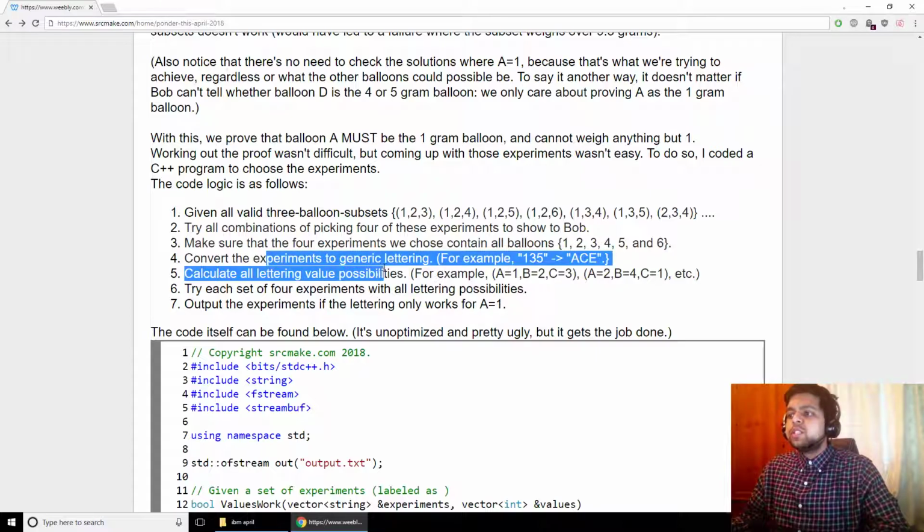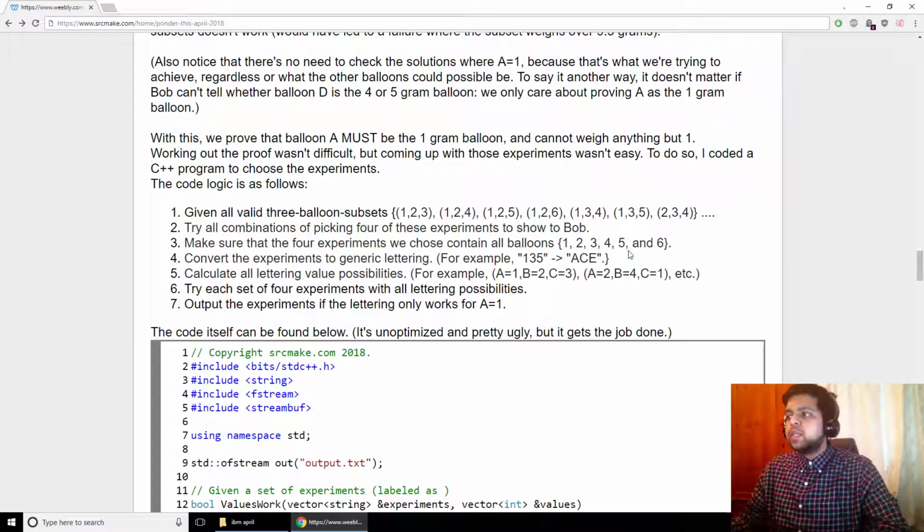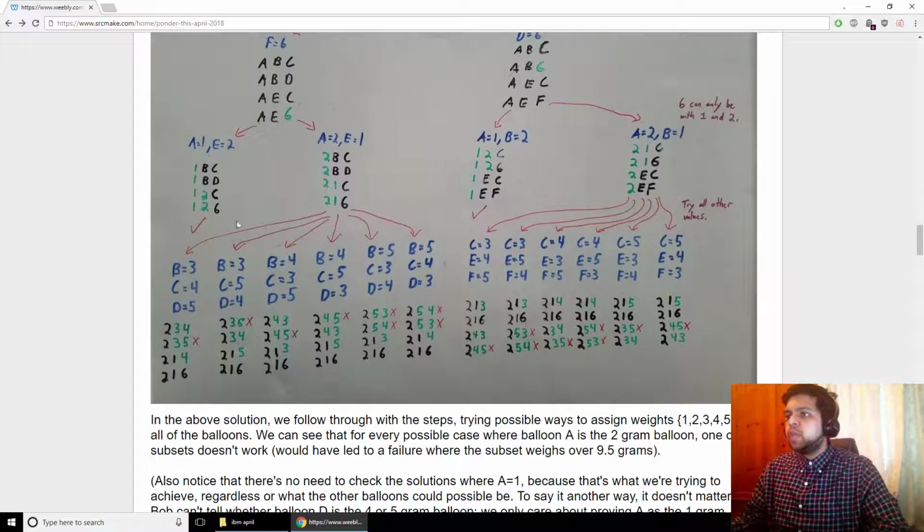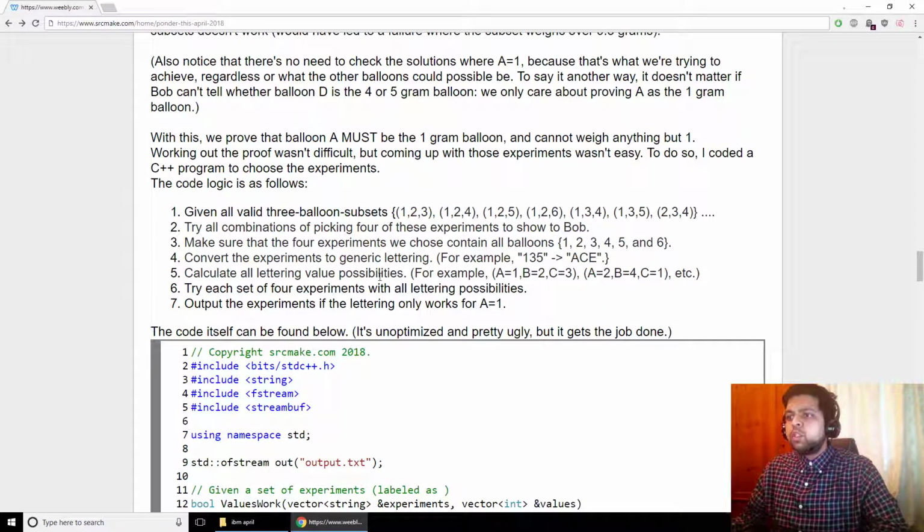Then we want to convert those experiments to generic lettering, which means 1, 3, 5 becomes ACE. Then we want to calculate all lettering possibilities. So for example, you saw how F equals 6, A equals 2, E equals 1, B equals 4, C equals 5, D equals 3. That was one possible lettering possibility. We want to calculate all of those possibilities. And once we have that, we want to try the 4 experiments that we chose with the lettering possibilities. And if the experiment showed that A equals 1, that A has to be the 1-gram balloon, it cannot be any other balloon, then we output the results.